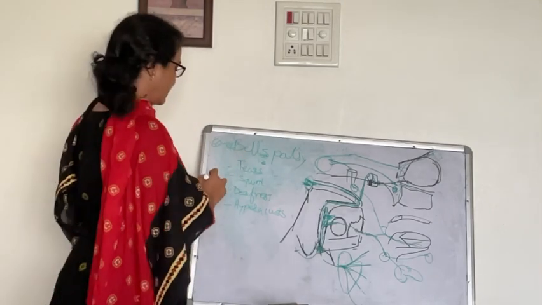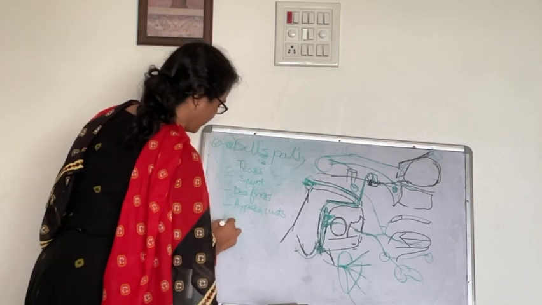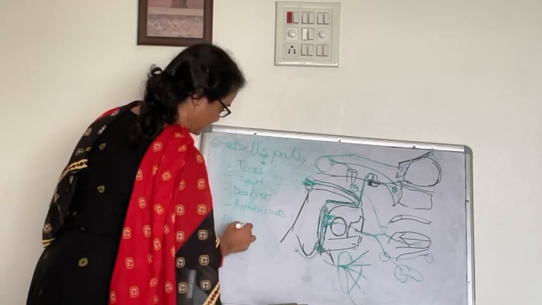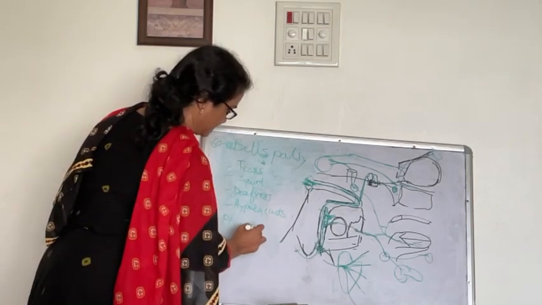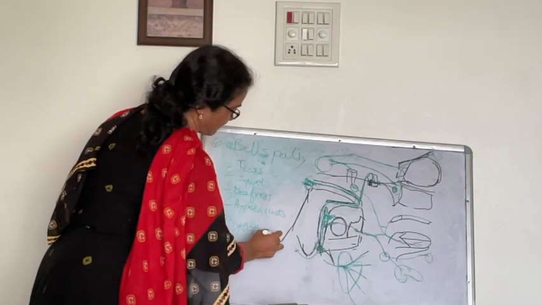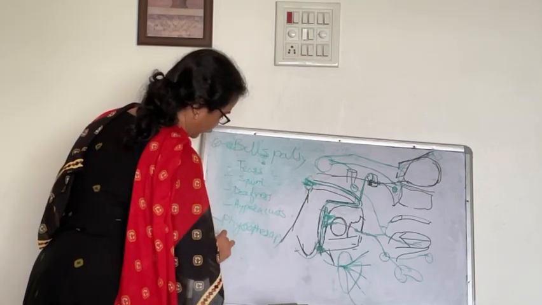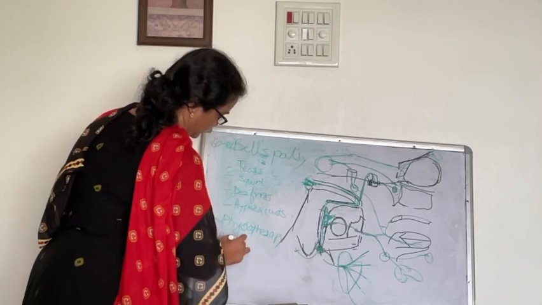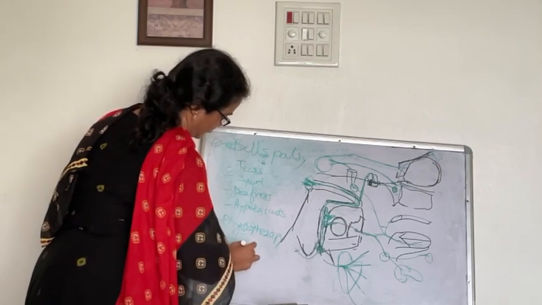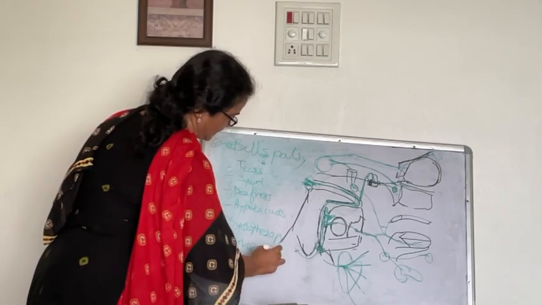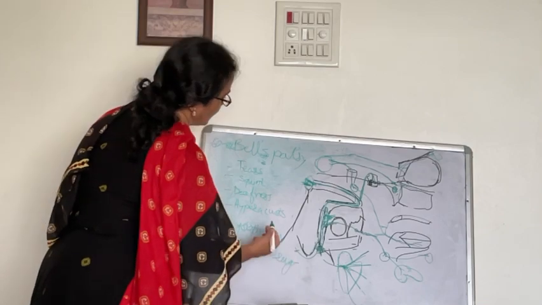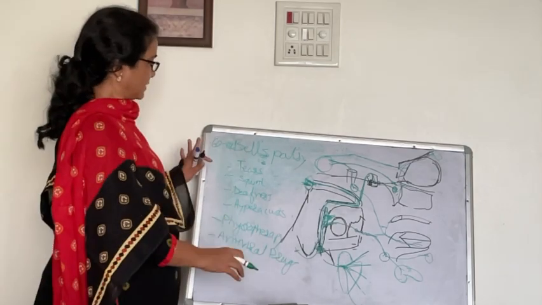Okay. So you have to give physiotherapy mainly. And if the cause is viral, you can add an antiviral drug, that is acyclovir. So this is about Bell's palsy.